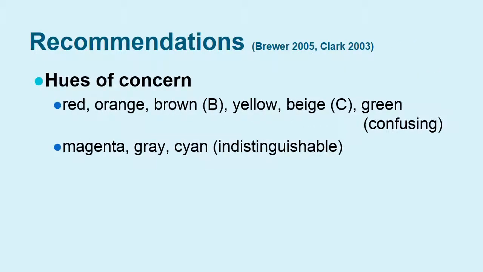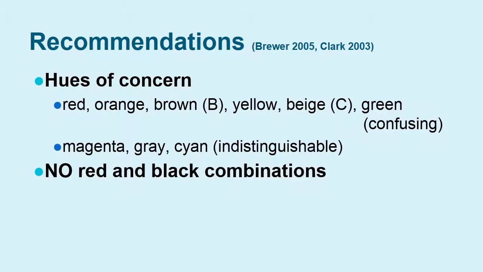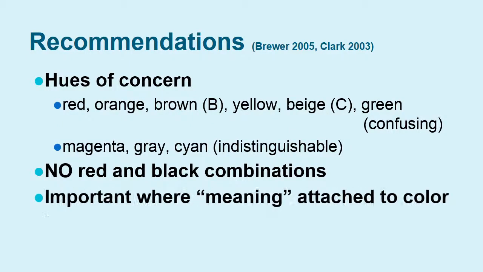Brewer and Clark point out that there are a number of hues of concern. Red, orange, brown, yellow, beige, and green can be confusing. They also point out that magenta, gray, and cyan can be indistinguishable. The other thing that they point out is that red and black combination should be avoided.